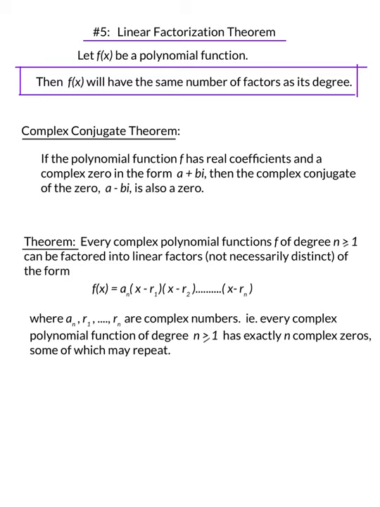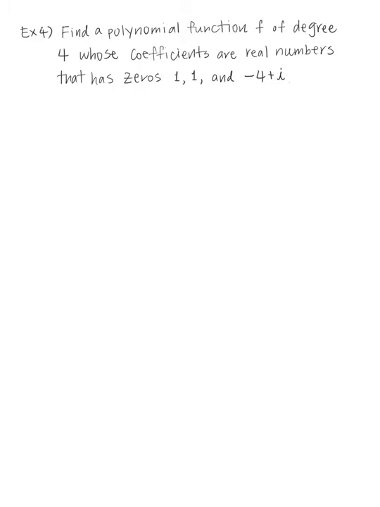Okay, now what we're going to do is apply all these theorems to find the polynomial functions whose zeros are given. So let's do some examples. Example 4. Find a polynomial function f of degree 4 whose coefficients are real numbers that has zeros 1 and another 1, and negative 4 plus i. Applying all the theorems that we just learned, since we're talking about a degree 4 polynomial, that means that yes, we will have 4 zeros, including complex numbers. So let me just write that out.